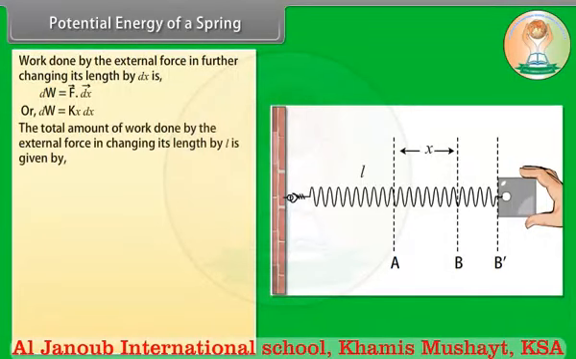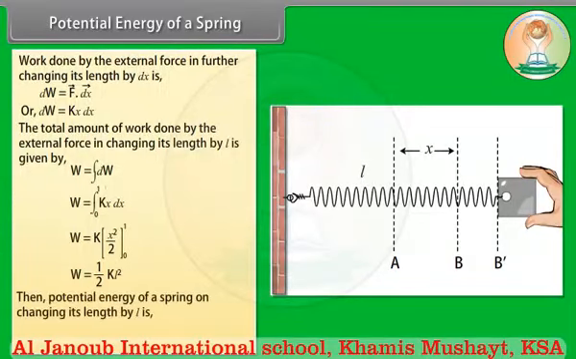Now, the total amount of work done by the external force in changing its length by L is given by W is equal to the integration of dW. By calculating it, we get W is equal to 1 upon 2 kL square. Then, the potential energy of a spring on changing its length by L is potential energy is equal to W. Potential energy is equal to half kL square.